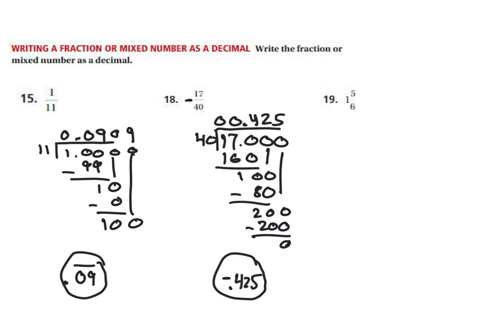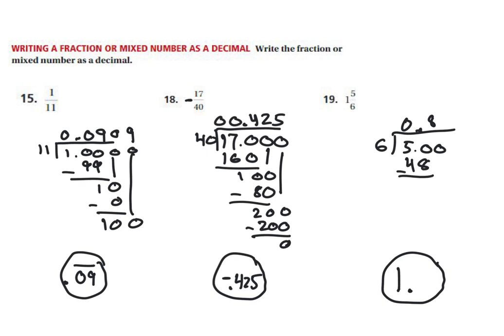And number 19, we have 1 and 5/6. So we know in our answer we're going to have 1 point something. And now we just need to do 5 divided by 6. So we'll do 5.00 divided by 6, bring our decimal point up. 6 doesn't go into 5, but 6 goes into 50 8 times. 6 times 8 is 48. Subtract and bring down the 0.